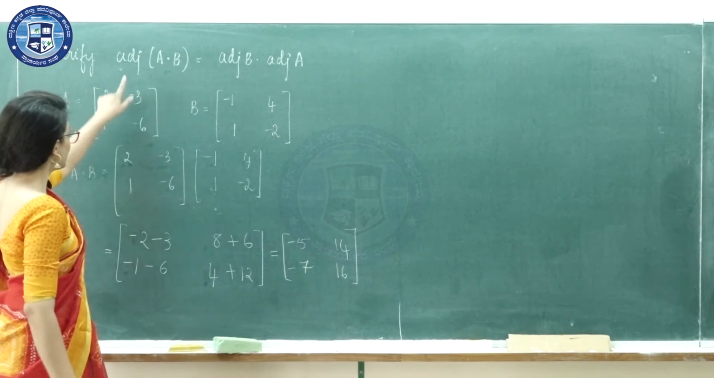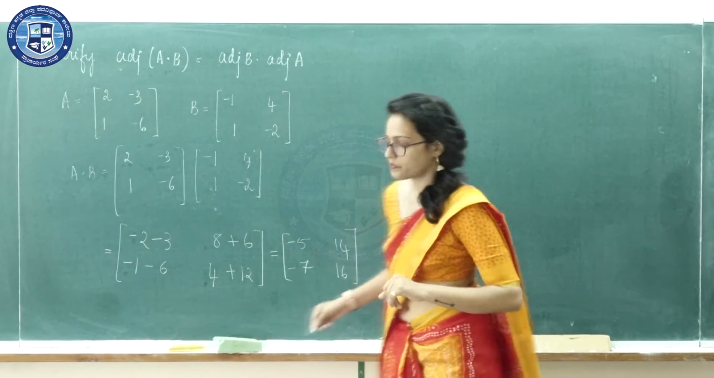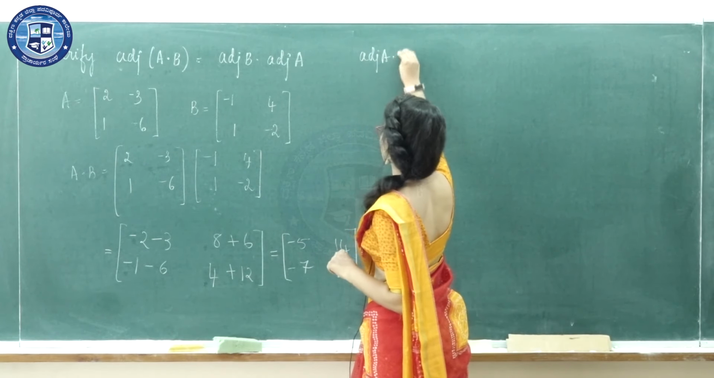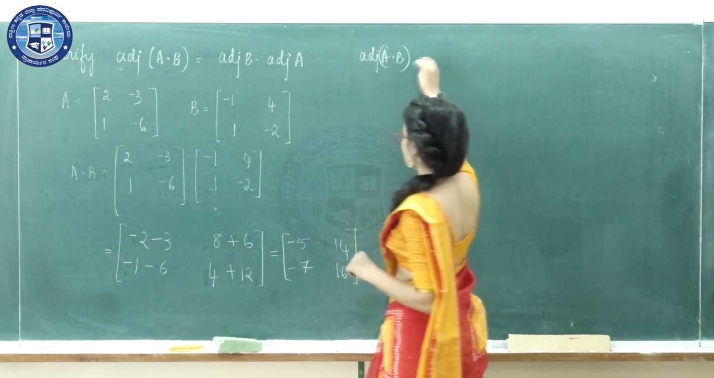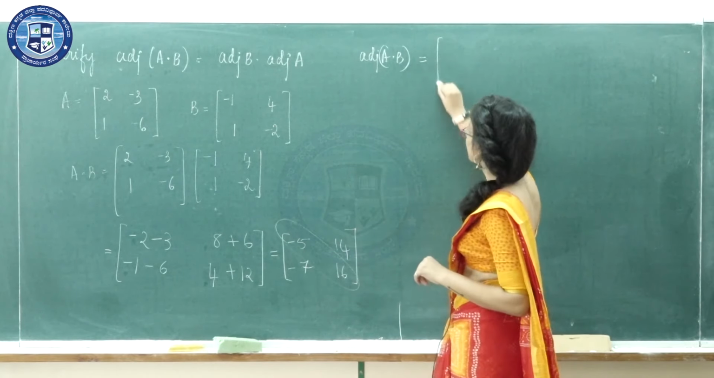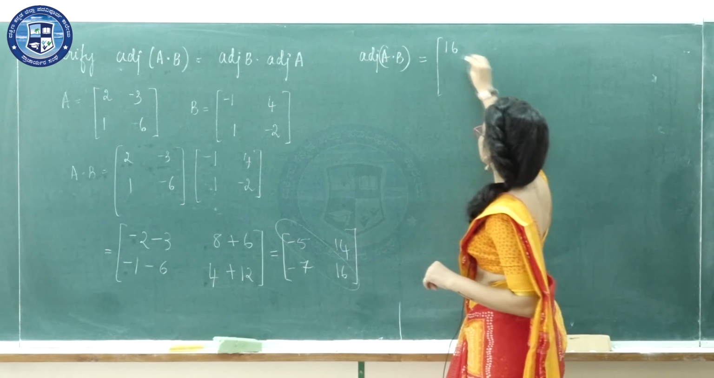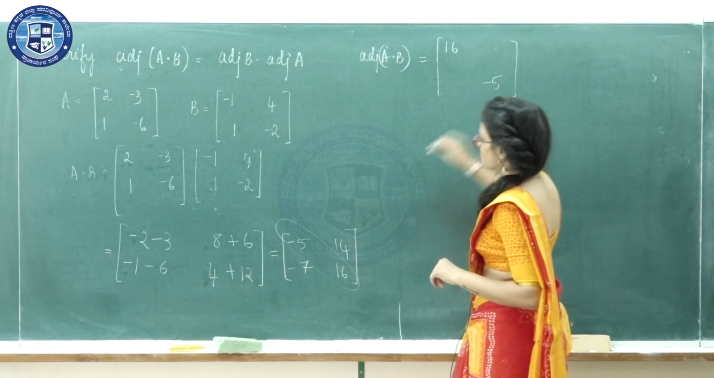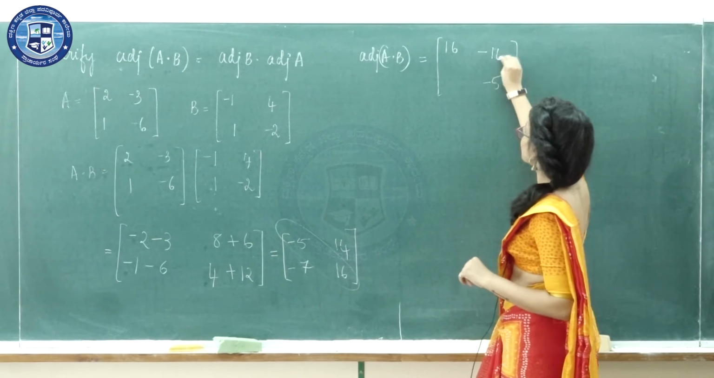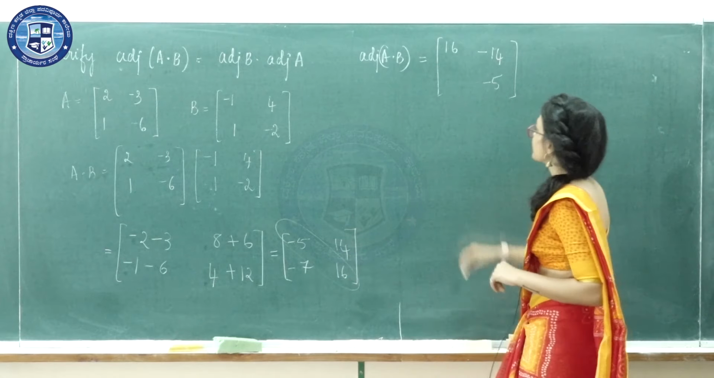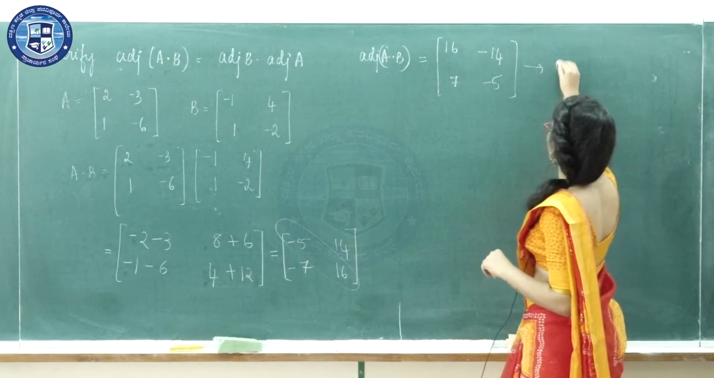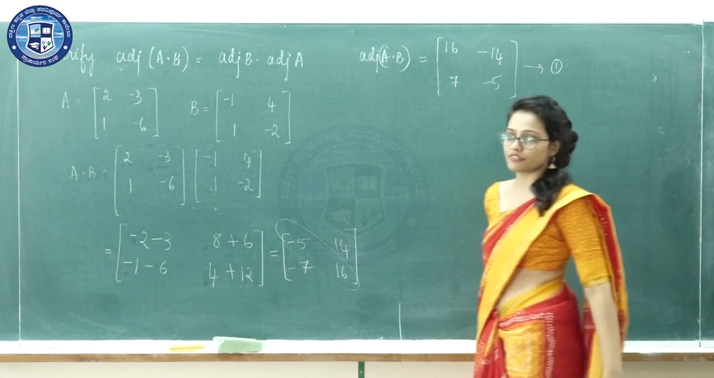Okay. Now, let us take the adjoint of this matrix. So, adjoint of a 2 cross 2 matrix, we have already studied the shortcut. What do we do? We interchange these terms. So, first let us interchange and write. So, 16 and minus 5, and for the rest of the terms the signs change. So, plus 14 becomes minus 14 and minus 7 becomes plus 7. So, we have equation 1, our left hand side.